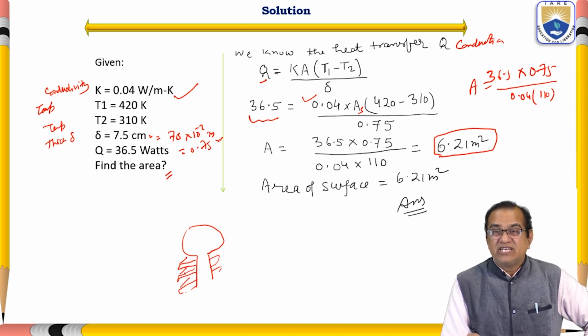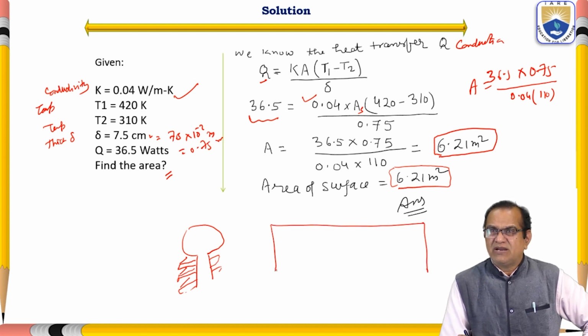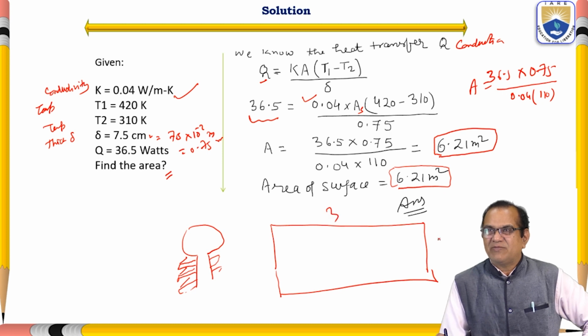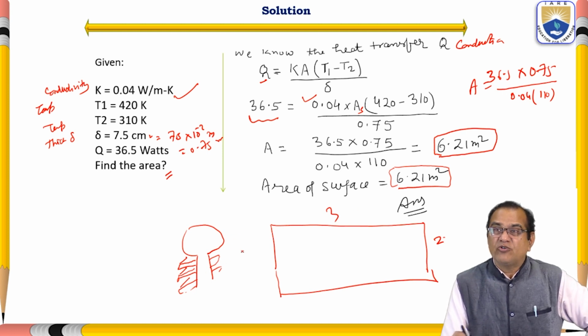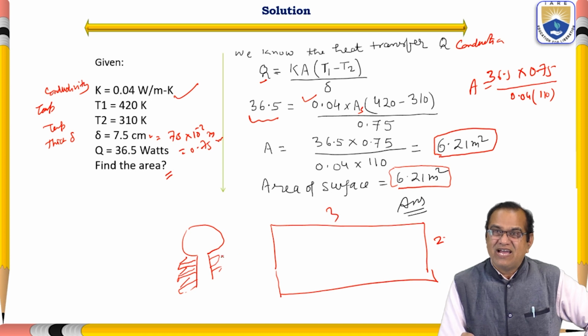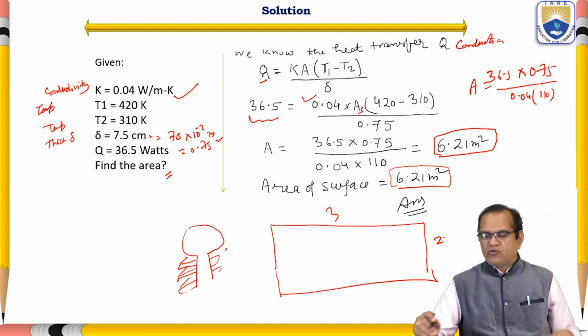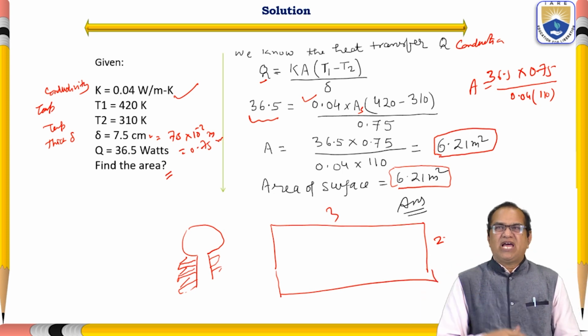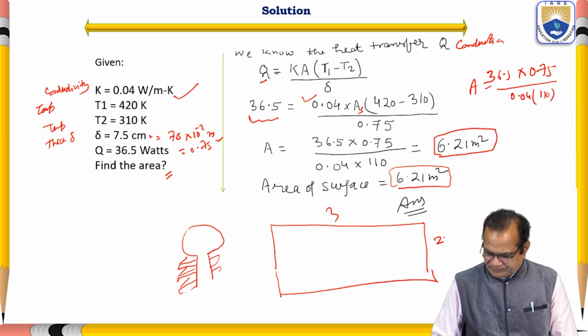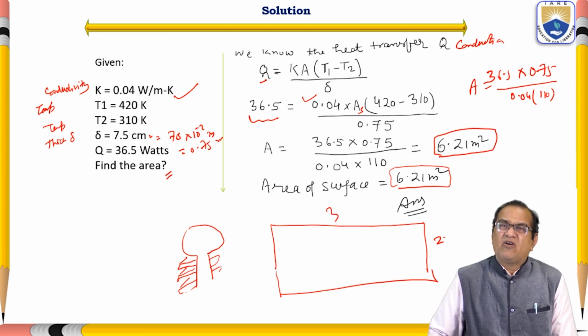Fins are there. Because this much area, 6.21 meter square, is very big. If you take 3 meter by 2 meter, you can't get this much area. So we have to make it from different small portions, and we have to make the 6.21 meter area by small thin fins. We can increase the area by using the fins. So we are done with the first numerical.